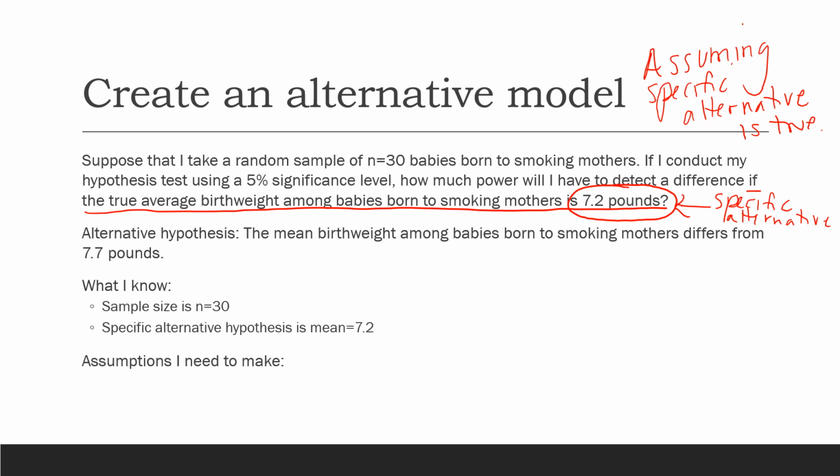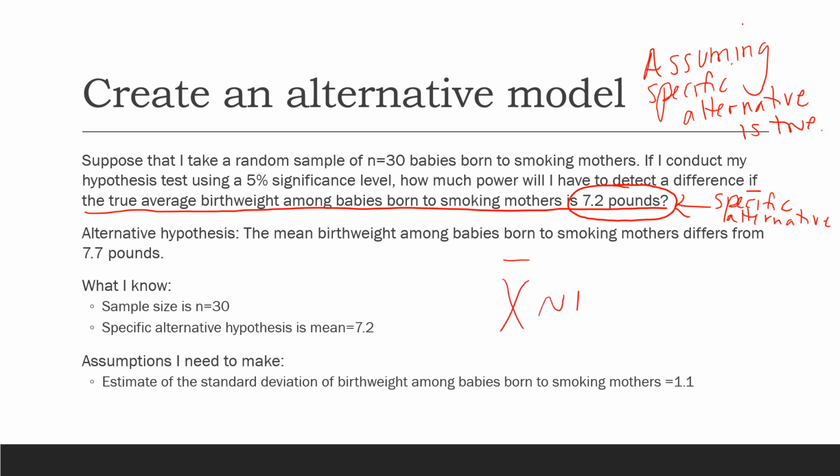Assumptions that I need to make. Again, I need to make an assumption about the standard deviation of the birth weights among babies born to smoking mothers, and I'm going to use the same assumption, equal to 1.1, that I did in creating my null model. So once I've done this, again, my sample size is big enough that my sample statistic x bar should have an approximately normal distribution.